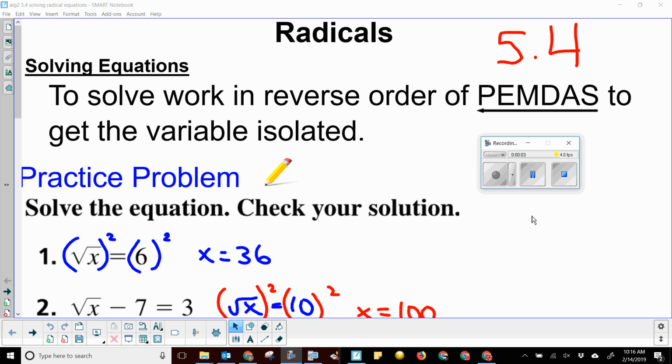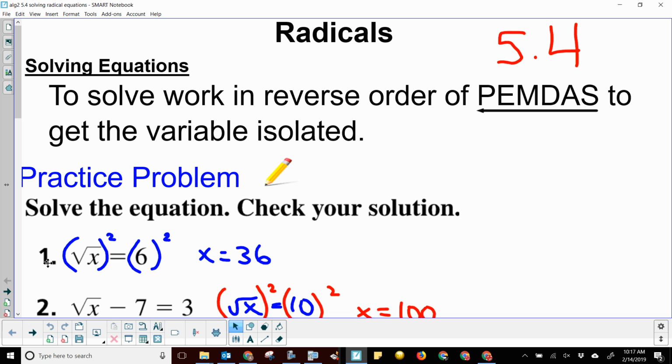So I know the last video was long, but this one should go fairly quick. Unless, of course, you struggle with solving equations, then you may want to go look at some other stuff. We spent a day on just solving regular equations, distributing, combining like terms, stuff like that. Just making sure we knew how to solve equations, because with radicals, it's pretty simple.